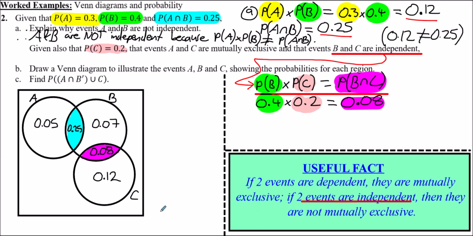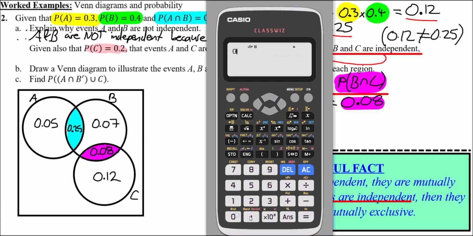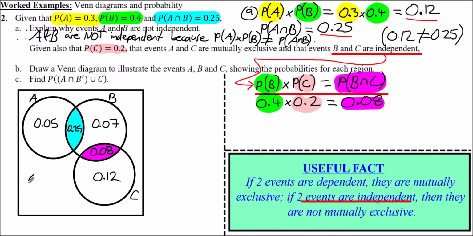So let's add these together and see what we get. So what we've got here, we've got 0.05 plus 0.25 there, plus 0.07 for just B, plus 0.08 for this region, then plus a final 0.12. That gives 0.57. So if we do 1 minus that answer, we get 0.43. So this region here has to be the extra 0.43.